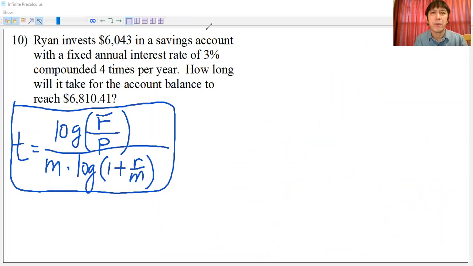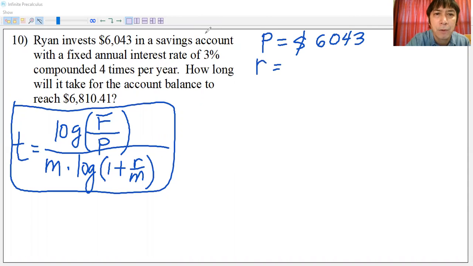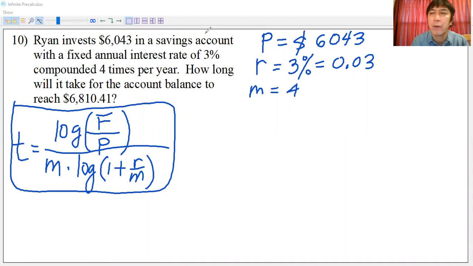Let's write the given first. Ryan invests 6,043. That's the amount invested. That goes to the P. Savings account, fixed annual interest rate. So that's R, and that's 3%, equivalent in decimal 0.03. Compounding period, 4 times per year. So that's our M, and that's 4 times per year.